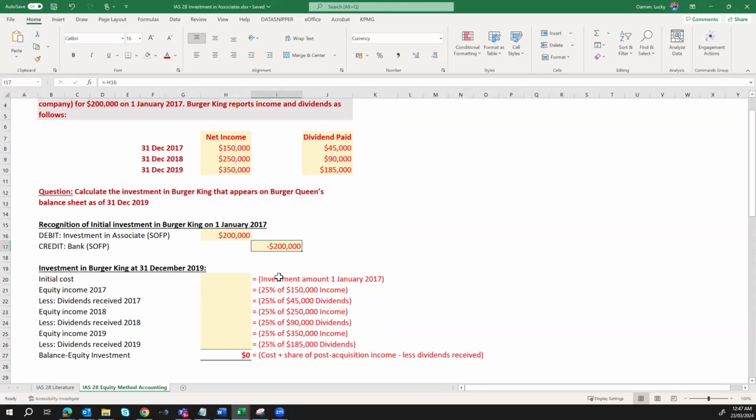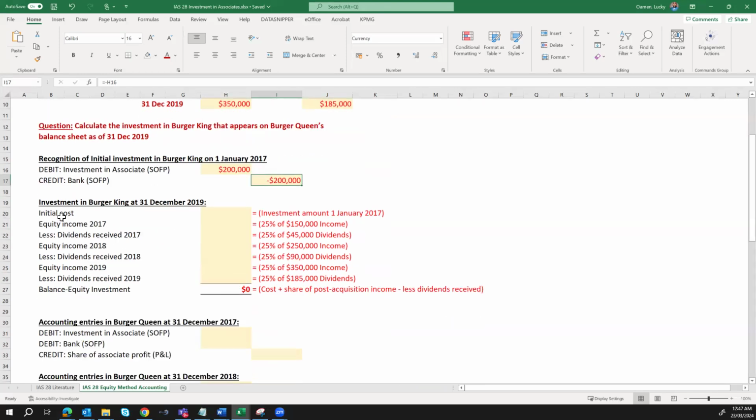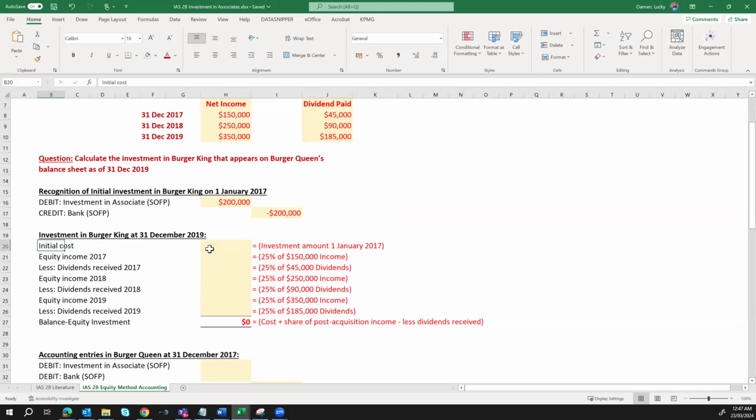The other point would be to then determine what is the carrying amount, like the question suggests. Calculate the investment in Burger King that appears on Burger Queen's balance sheet as of 31st of December of 2019. So we have put together the initial cost. What is the equity income recognized in 2017? What about the dividend? The equity income in 2018, the dividend amount, 2019. So let's start with our analysis. So first we pick the initial cost. So our initial cost is $200,000, which was paid for this investment.